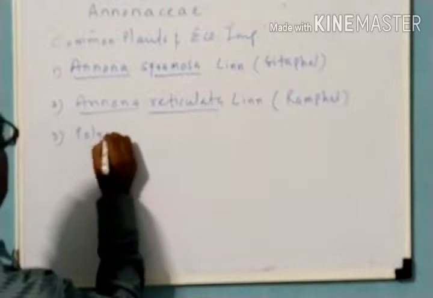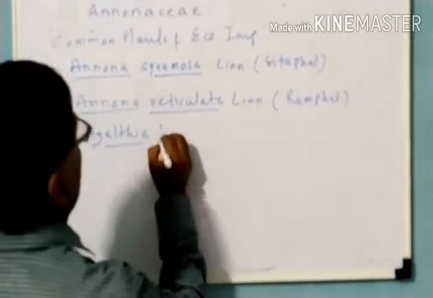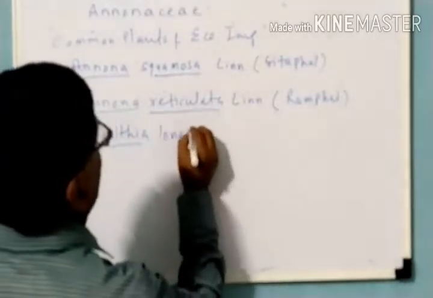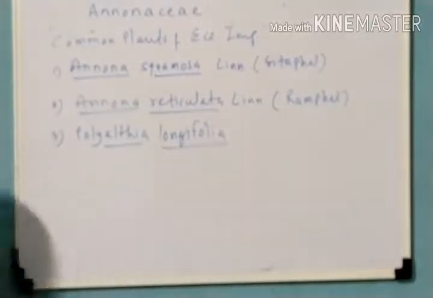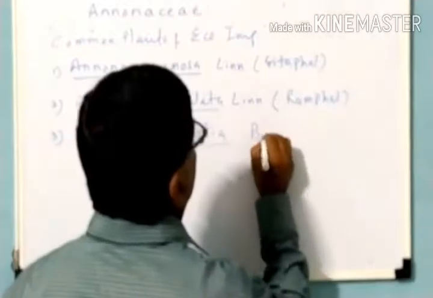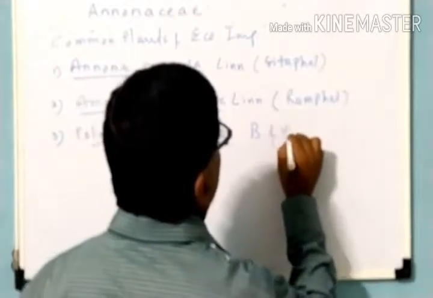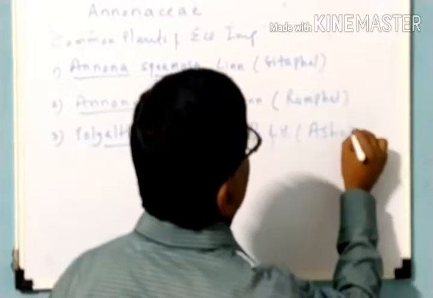The third plant is an ornamental, Polyalthia longifolia. The authority of this particular plant is Bentham and Hooker, and commonly this plant is called the Ashoka plant.